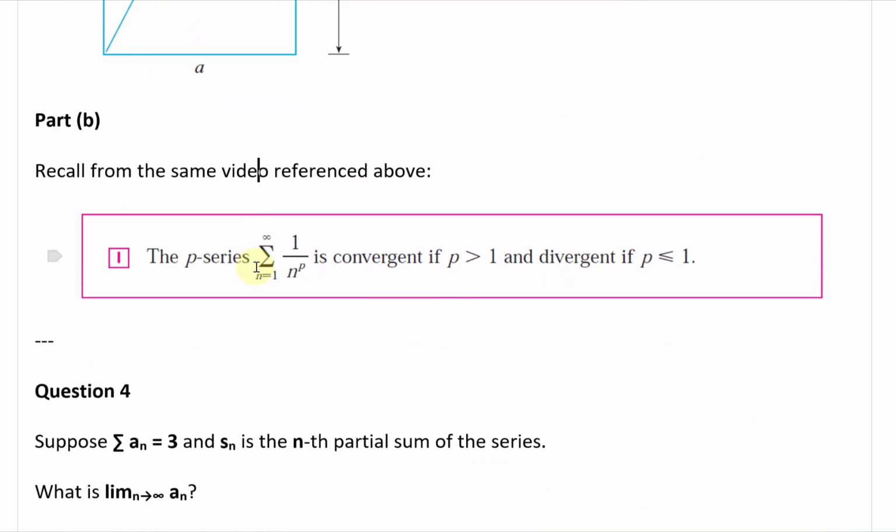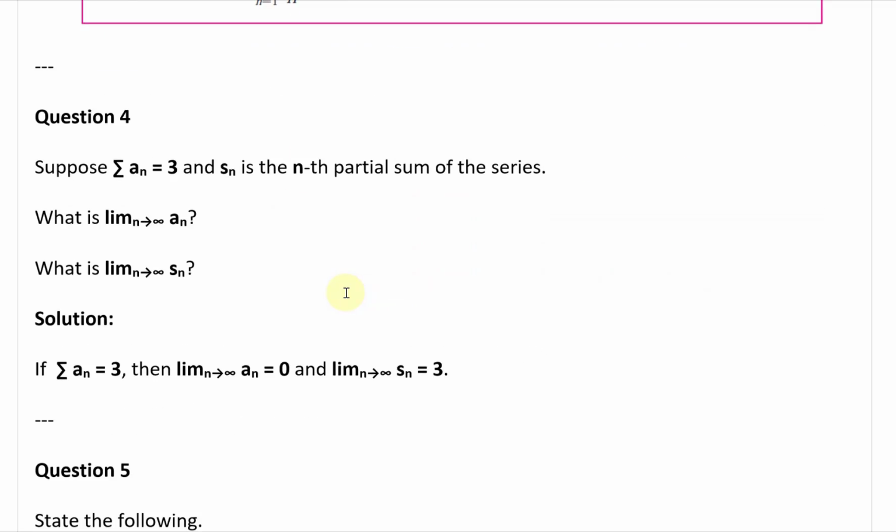To recall here, the p series, the summation from n equals 1 to infinity of 1 over n to the power p, is convergent if p is greater than 1, and divergent if p is less than or equal to 1. And in our case, the harmonic series has p equal to 1. So 1 over n goes to 0, the terms, but it's not convergent as per the p series.